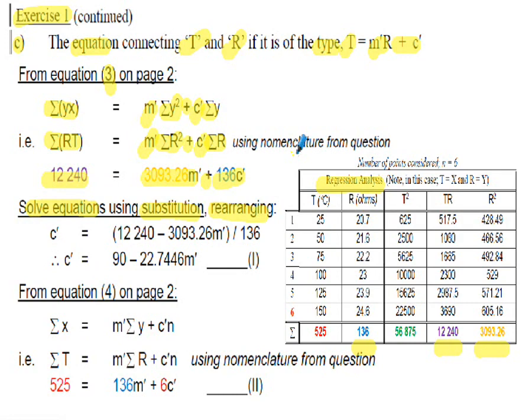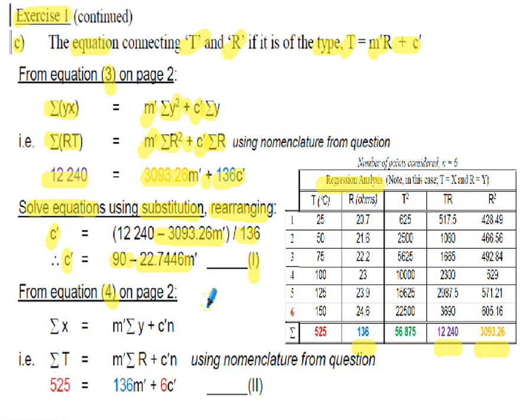Again, I'm going to solve the equations using substitution, so I need to rearrange one of the equations in terms of a variable. I'm going to rearrange the above equation in terms of c dash. To do that, I have to take the 3,093.26 m dash from both sides and divide both sides by 136. Doing the arithmetic on that, c dash is the 12,240 divided by 136, that's 90, take away 22.7446 m dash, that's the 3,093.26 divided by 136. I've called that equation 1, again using capital Roman numerals here.